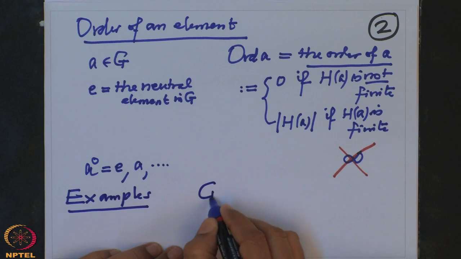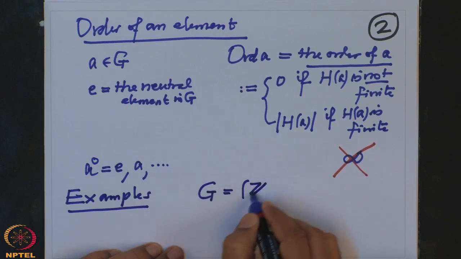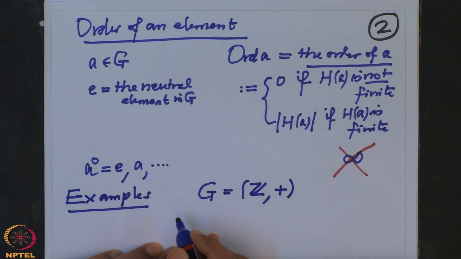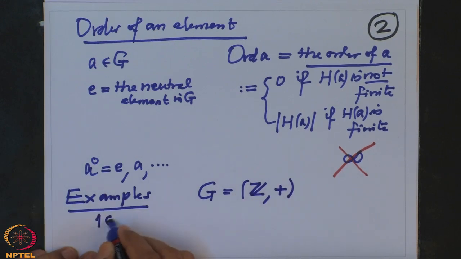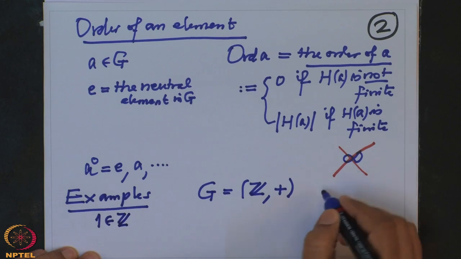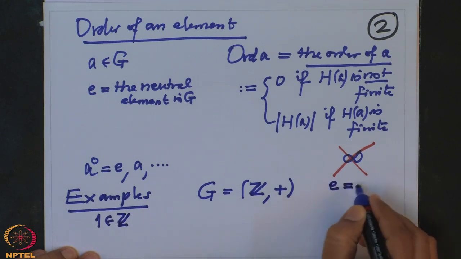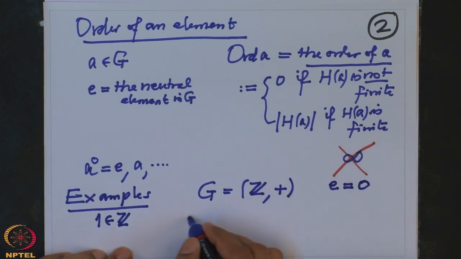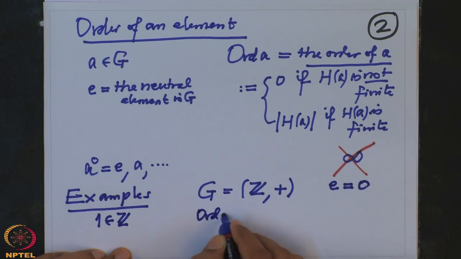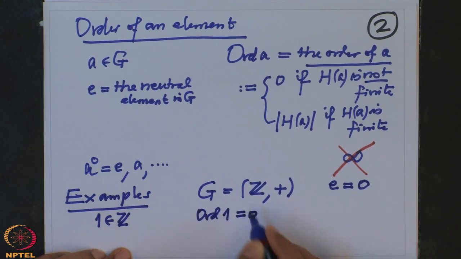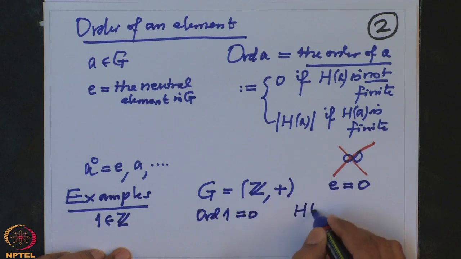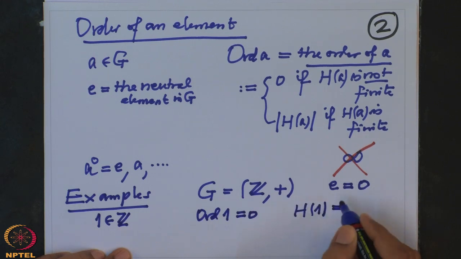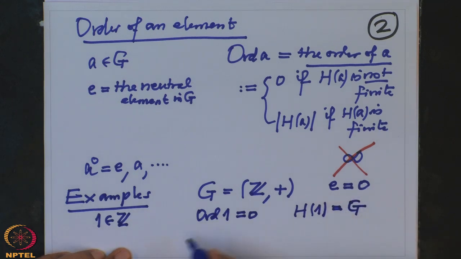Let us take G to be the additive group of integers under addition. 1 is in Z. Remember, the identity element, the neutral element, is 0 here because we are taking the additive operation. So, what is the order of 1? The order of 1 is 0, because what is the subgroup generated by 1? That is the whole group G, which is not finite. Therefore, the order of 1 is 0.